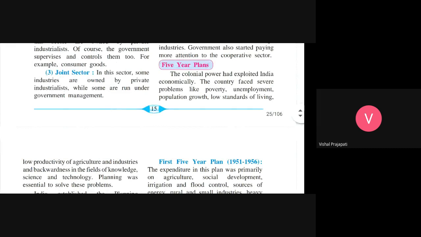The colonial power has exploited India economically. All of you know that the British looted India. Okay, the British looted India. So this is nothing but the British, meaning the colonial power. They were ruling us, and while they were ruling us, they looted us enormously. They exploited us economically.